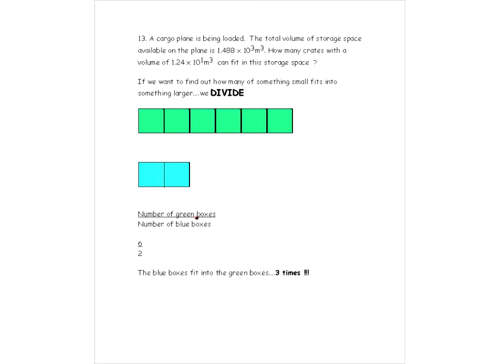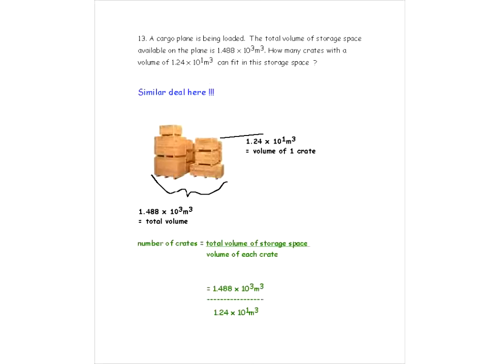Okay? So here we're just dividing the number of green by blue, 6 over 2, and it gives us 3. That's just giving us an idea of how we're doing this problem. It's got more complicated numbers, but that's the basic idea.